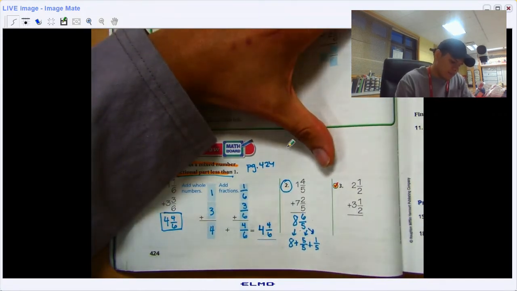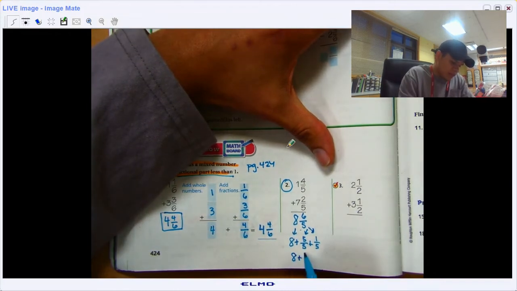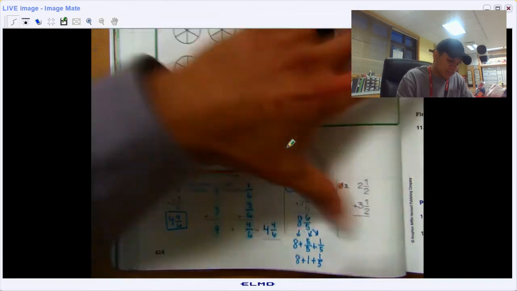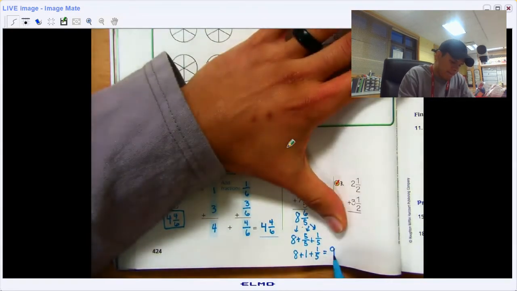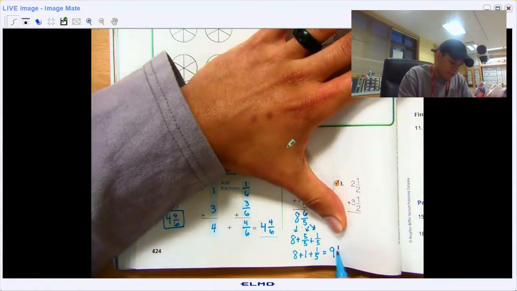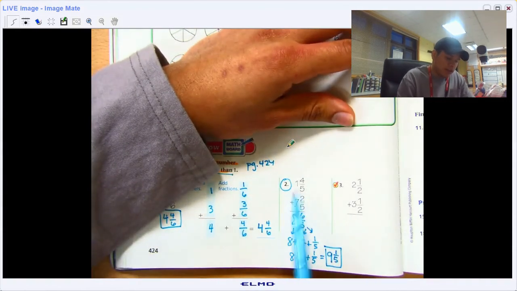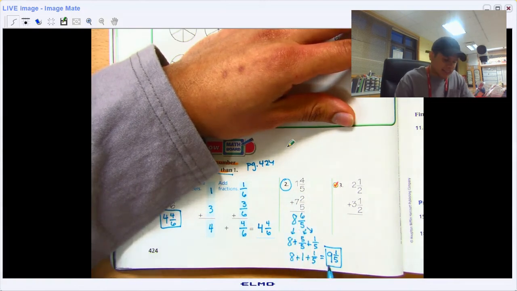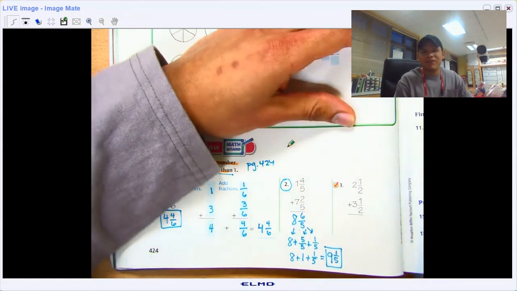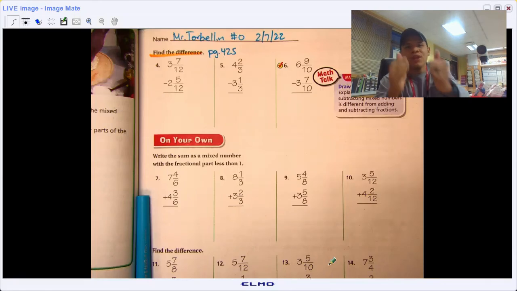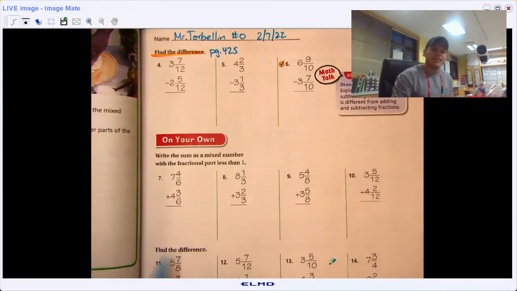So then, once I do that, I know that this is 1 whole. So it's going to be 8 plus 1 plus 1/5. 8 plus 1 is 9, plus 1/5 is 9 and 1/5. So 1 and 4/5 plus 7 and 2/5 is equal to 9 and 1/5. You are doing great, fourth graders.